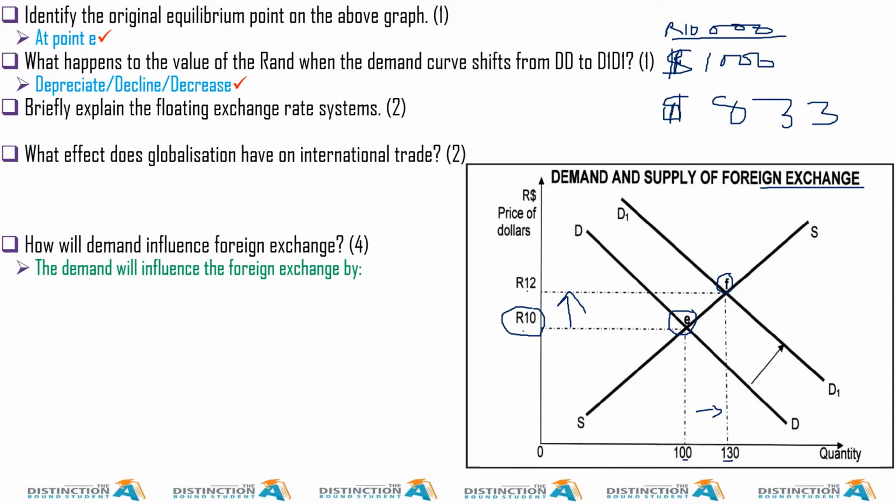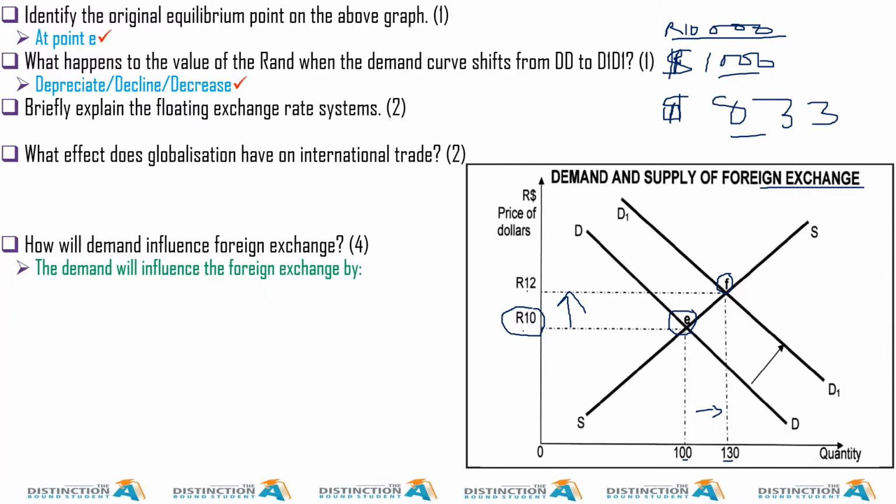Your salary is still the same, 10,000. So in January, you earn 10,000. That is equivalent to $1,000. In February, the exchange rate changes to 12. That means your salary is now $833. So why has it gone down? Because the value of the rand has decreased. All right, I think you understand now.